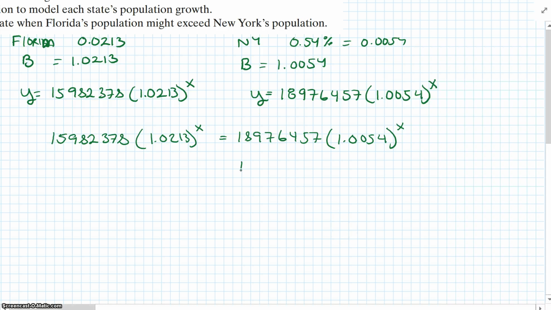1.187. So it's going to be 1.187. Okay. So that's 1.0054 to the x, and 1.0213 to the x. Okay. Now, what should we do?